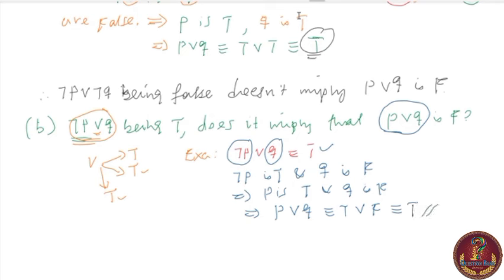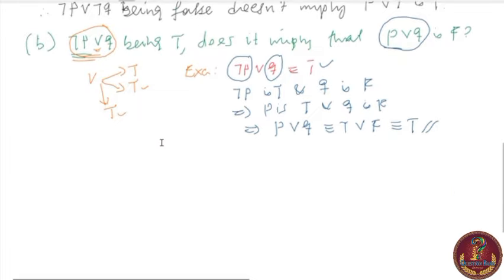statement. So this fails to hold: whenever negation of P or Q is true, it doesn't imply P or Q is false. There may be another alternative where this may be true, but in this case we cannot generalize that the negation of P or Q being true implies that P or Q is false.